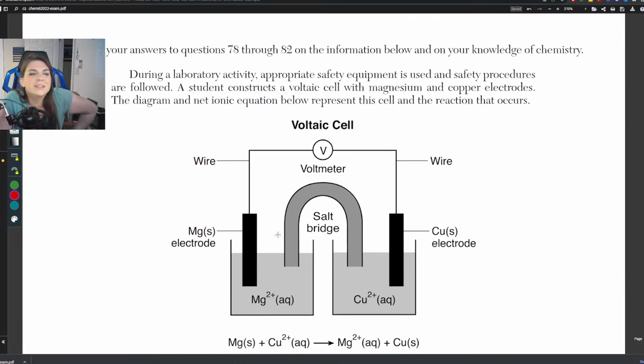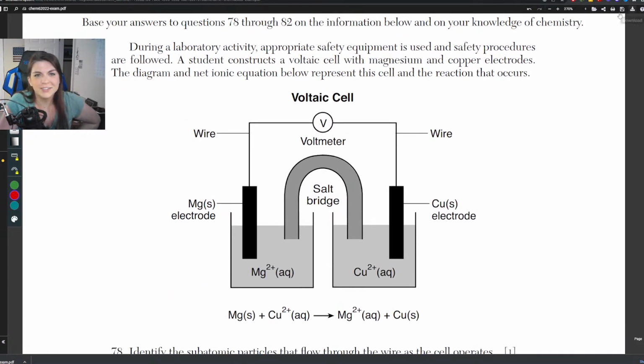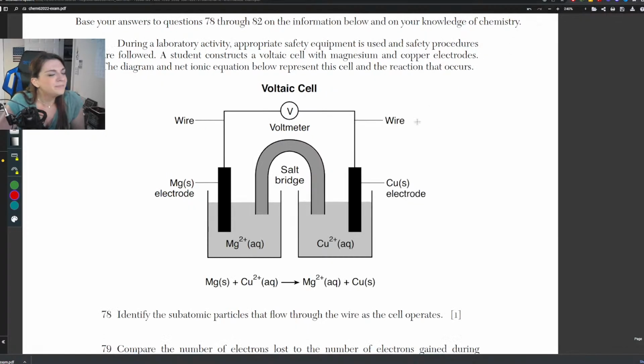Everybody's favorite Voltaic cell question, which I like the Voltaic cells. Call me crazy. During a lab activity, appropriate safety stuff, blah, blah, blah. A student constructs a Voltaic cell with magnesium and copper electrodes. The diagram and net ionic equation below represent this cell and the reaction that occurs.